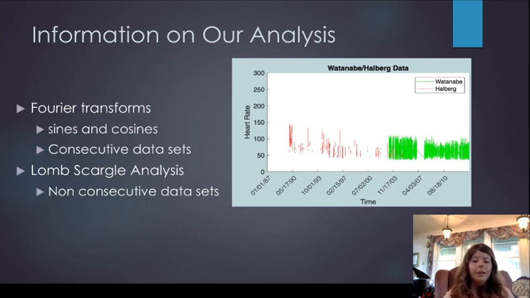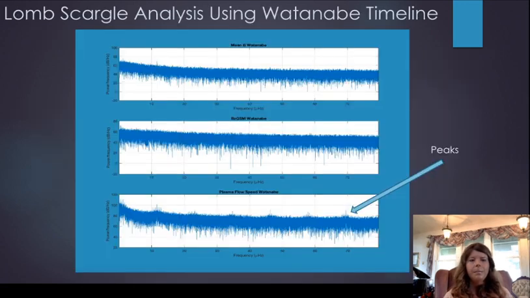Unfortunately, our data was not consecutive. You can see this with the picture up on screen. Thankfully, there are different types of transforms, so we were able to choose a different one. We ended up going with the Lomb-Scargle analysis. This test works similarly, but it also uses non-consecutive data sets, such as the ones we worked with. On the next few slides, you can see our Lomb-Scargle analysis graphs.